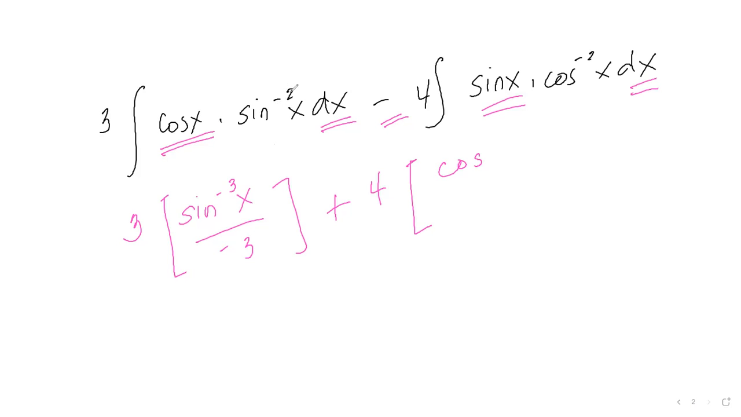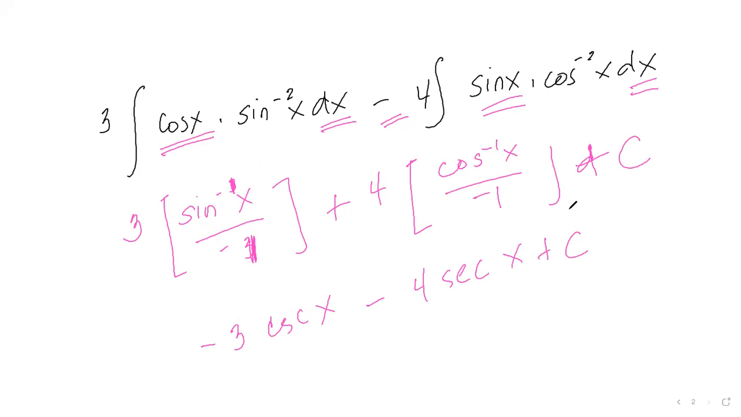If you're going to add 1 to negative 2, this would be negative 1. So you add negative 1. So this one, when you add 1 to negative 2, this would be negative 1 over negative 1. Okay, plus C. Now, what is this? Isn't this cosecant? So negative 3 cosecant of x. What is this? Isn't that negative secant x plus C? So our answers are the same, whether you use power rule or you use the trigonometric formula that was shown to you.